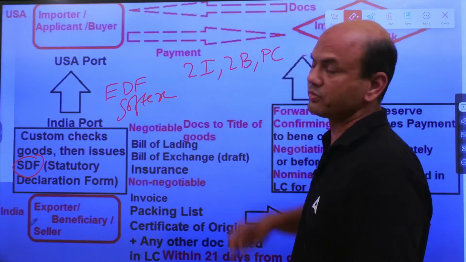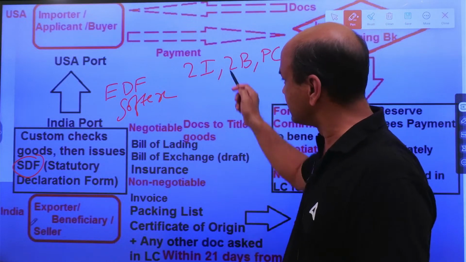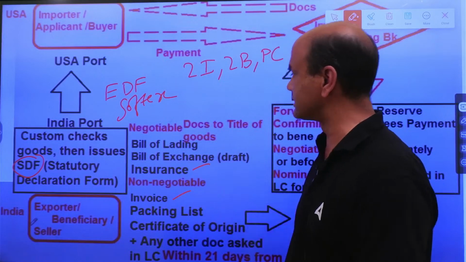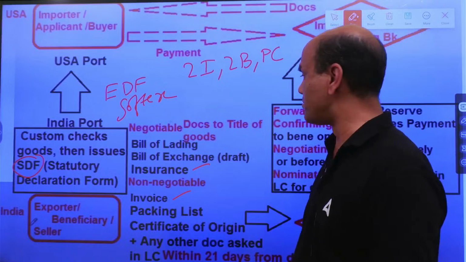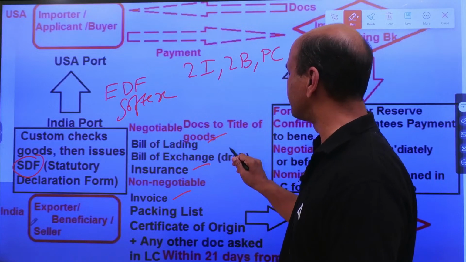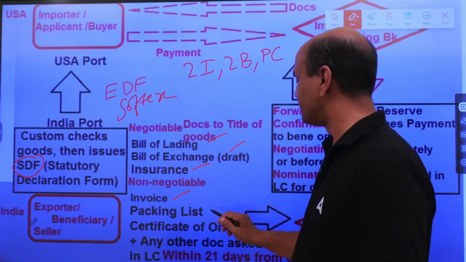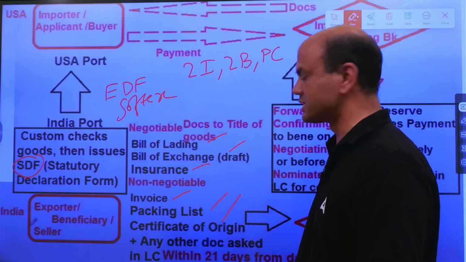What is 2I? I have given it over here: invoice, insurance. 2B: bill of lading, bill of exchange, or it's called a draft. PC: packing list and certificate of origin.